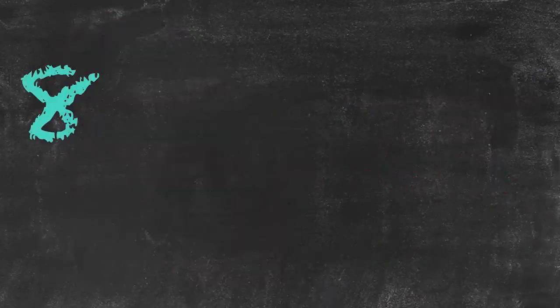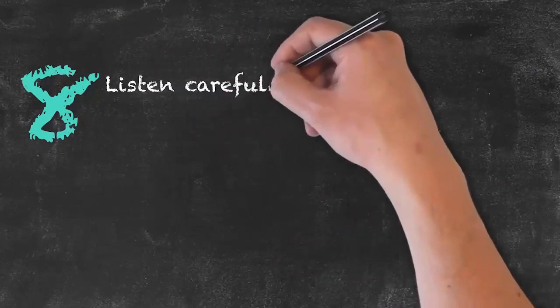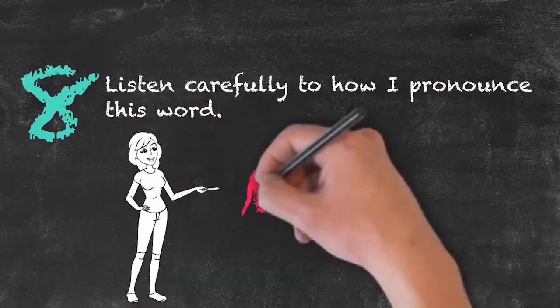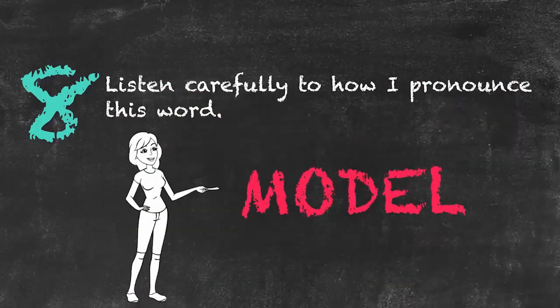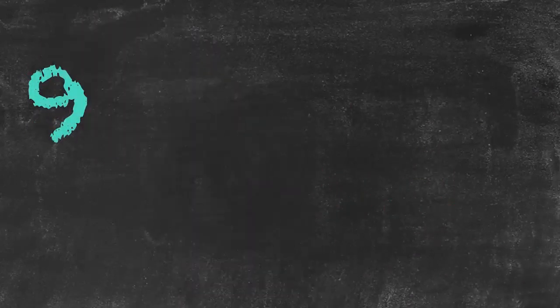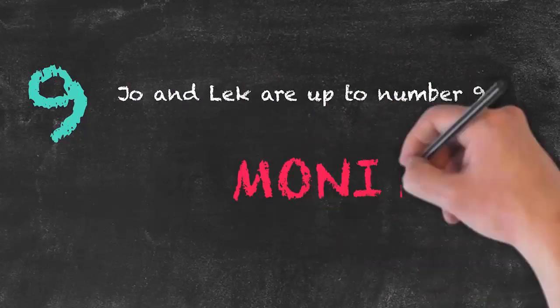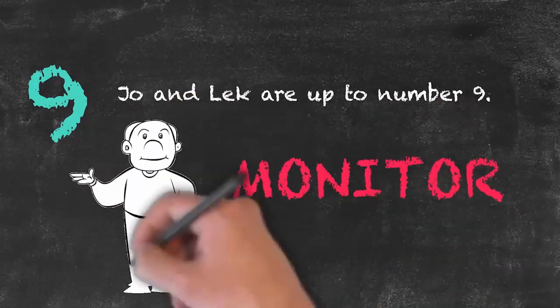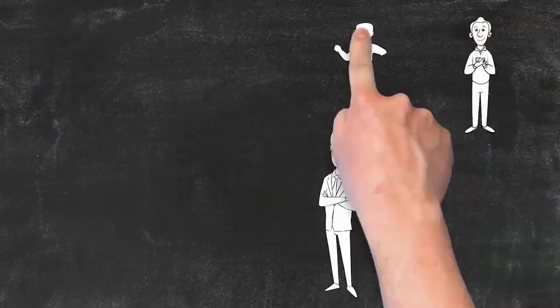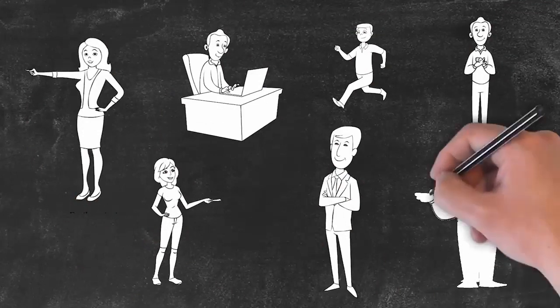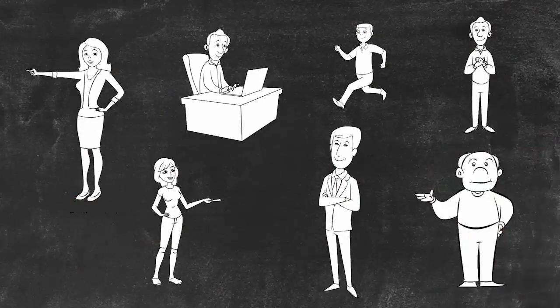Example number 8, the teacher may say something like, "Okay, now listen carefully to the way in which I pronounce this word." So what the teacher is doing in this case is actually modelling the language, acting as a model. For our final example, whilst an activity is going on, the teacher may write a note to himself: Joe and Leck are up to number 9 in this particular activity. So what the teacher is doing at this point in time is to act as a monitor for the class. So assessor, prompter, participant, tutor, facilitator, model and monitor are some of the roles that a teacher will play. Which role you have at any particular time in a lesson depends entirely on what is going on.